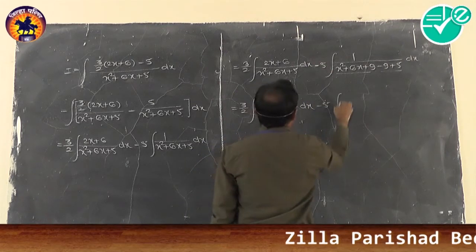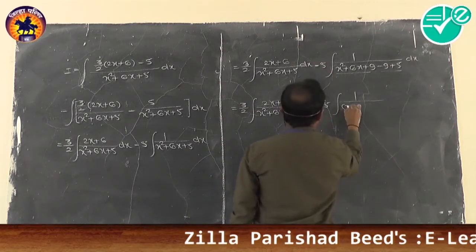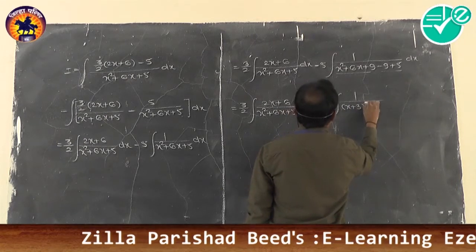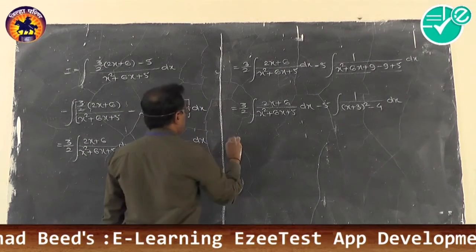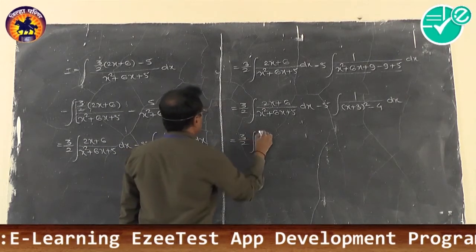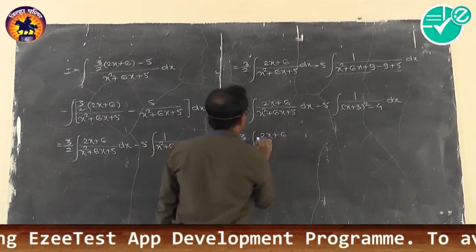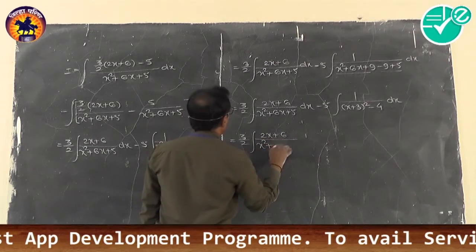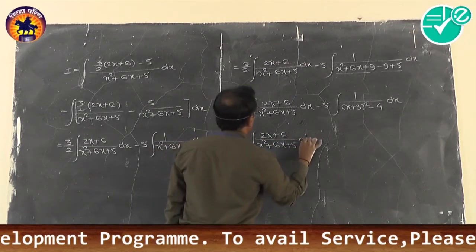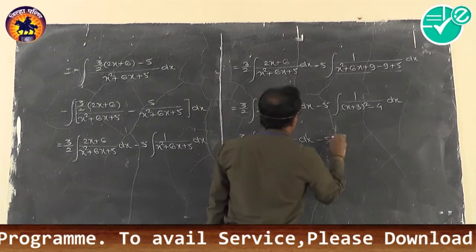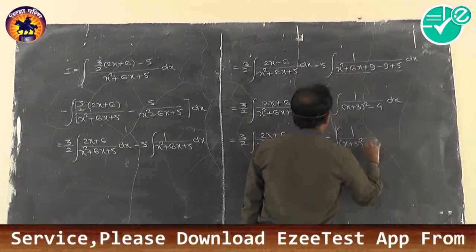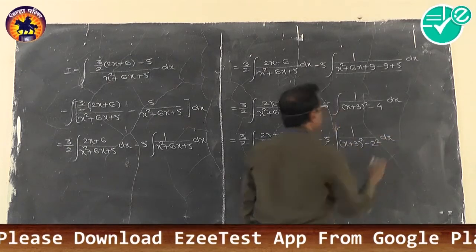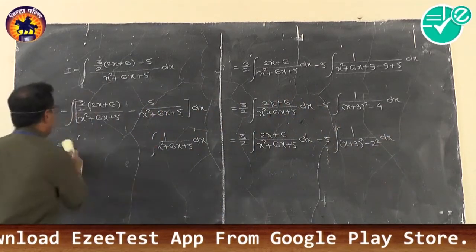Minus 5, integration of 1 upon, this is a perfect square of x plus 3 and minus 4, and in that dx. So it is 3 by 2 into integration of 2x plus 6 upon x square plus 6x plus 5 dx, minus 5 into integration of 1 upon (x plus 3) bracket square minus 2 square, and in that dx.